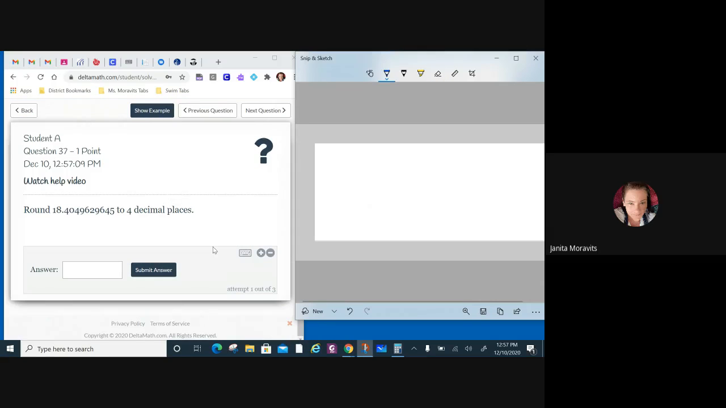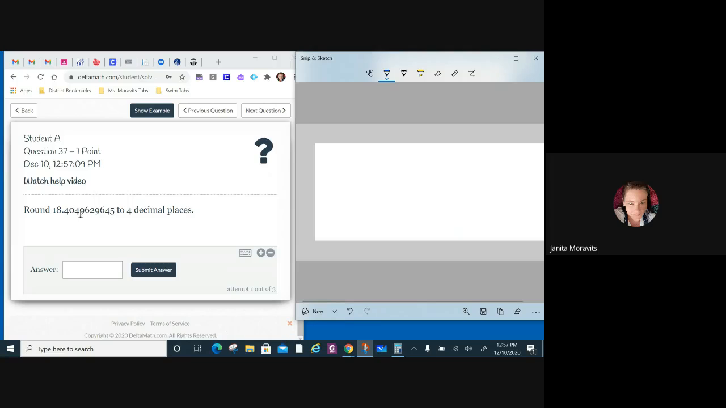All right, 37 says round 18.404962965 to 4 decimal places. If you're going to round a number, remember, first of all, you have to find the 4th decimal place. So here is 1, 2, 3, 4. The 4th decimal place is this 9. Now we're going to look at the number that's after it. The number that's after it is a 6. So is a 6 lower than 5, or is it 5 or greater? Well, it's 5 or greater, so that means that we're going to round this 9 up.